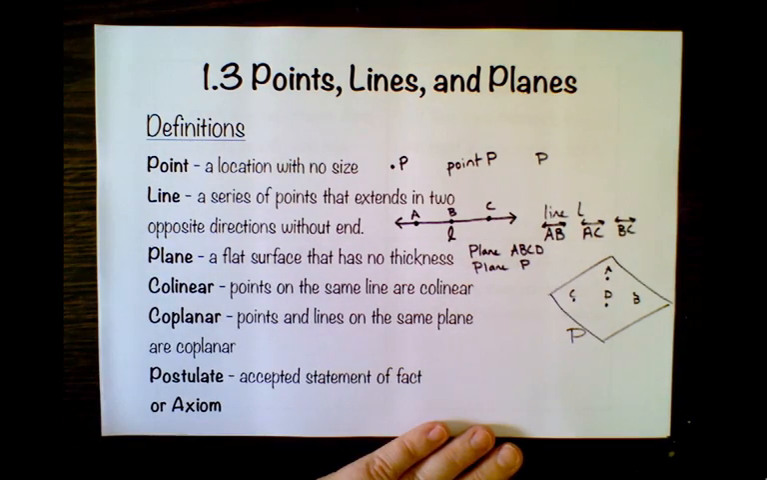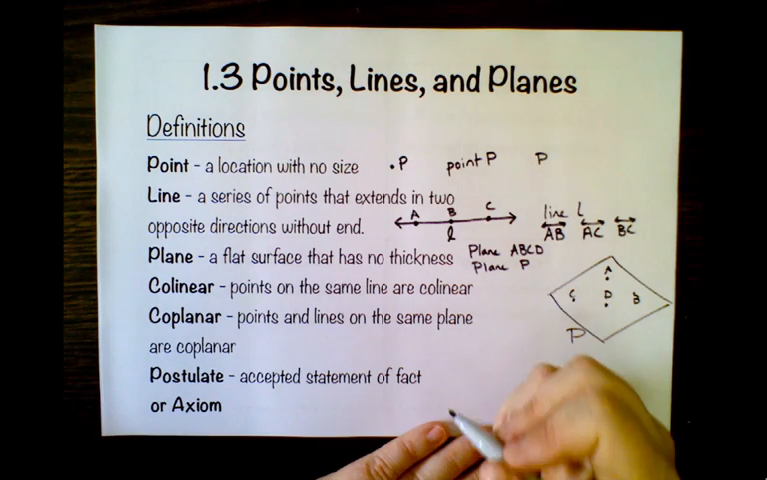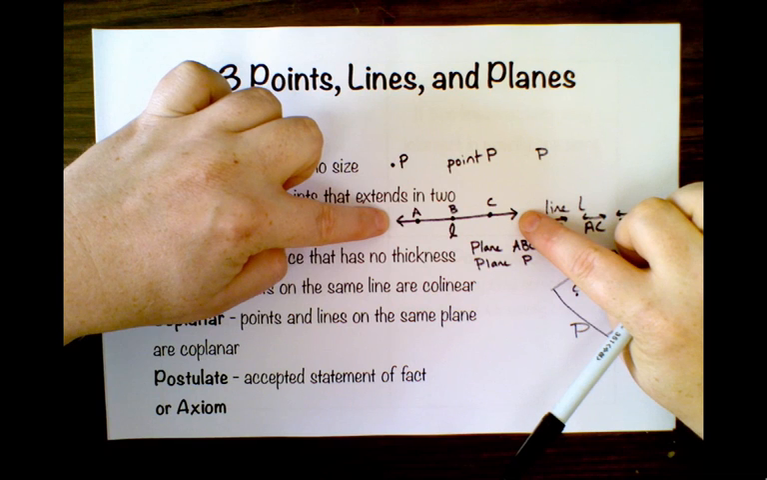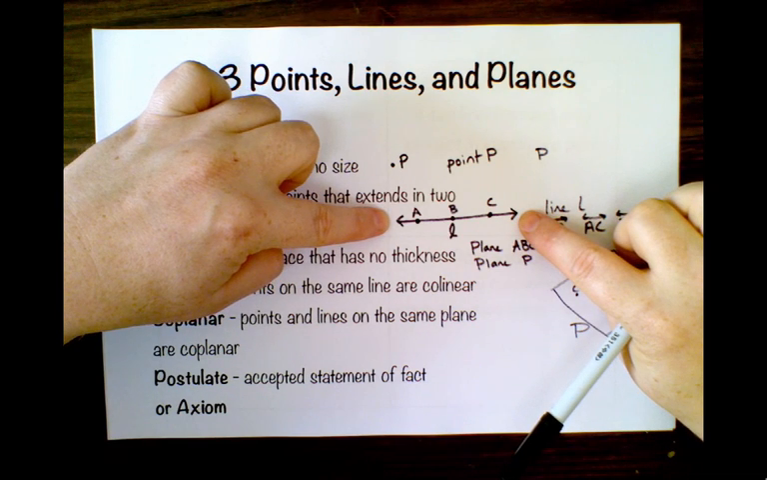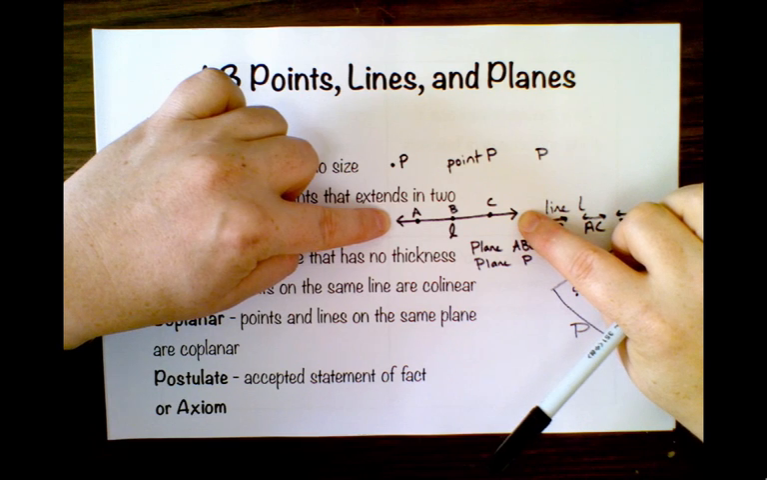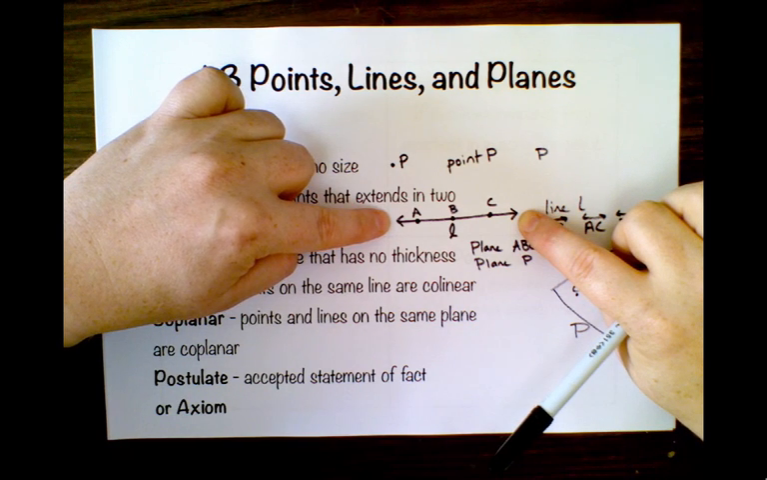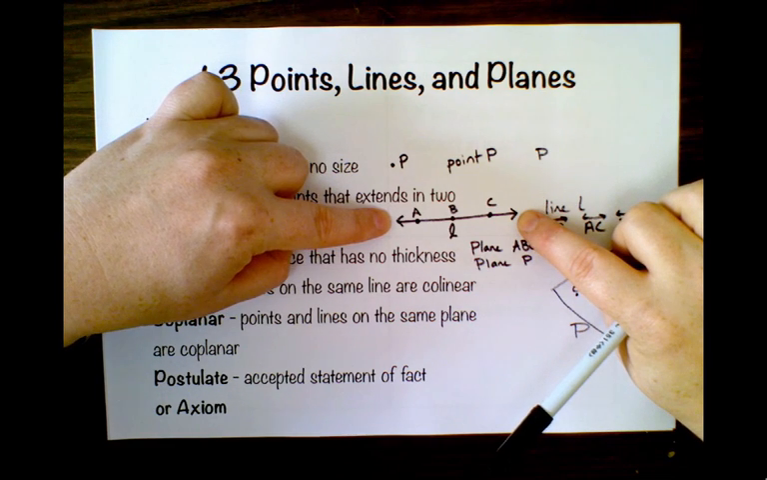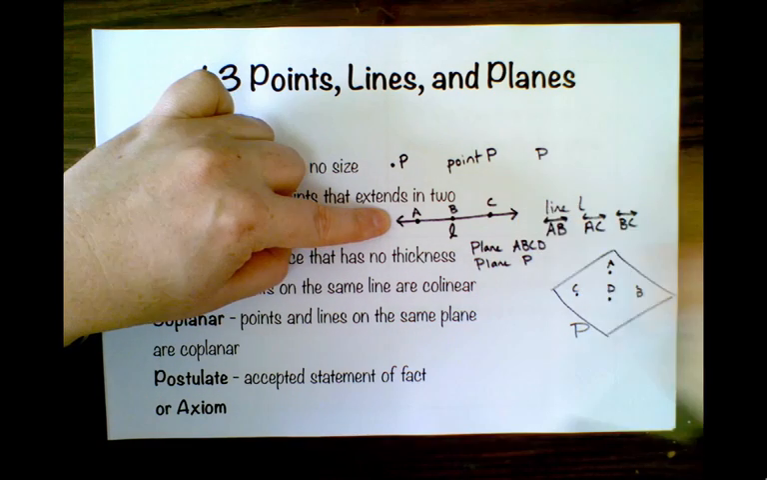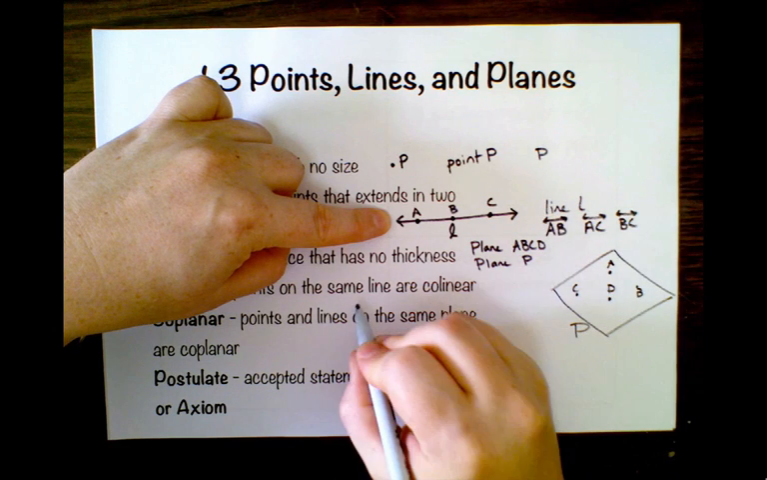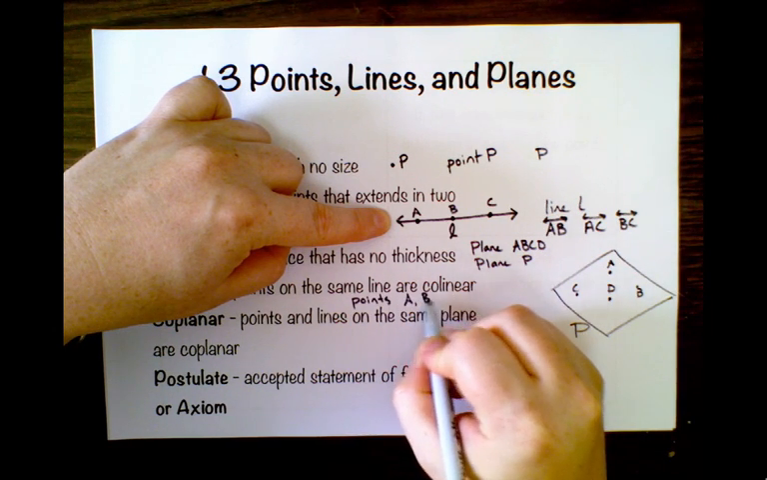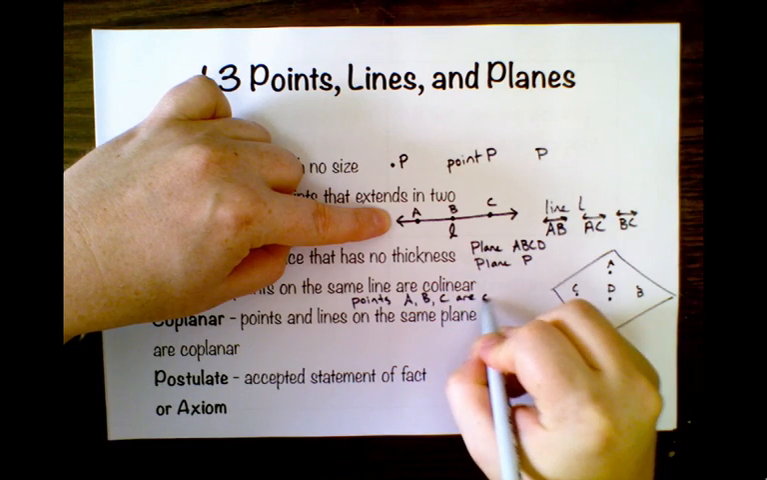Let's see, points on the same line are collinear. So if we look at this line up here, collinear, co means like sharing, so you have co-workers or colleagues, also has co in it. And linear means line, so this line here has a whole bunch of points, but we only labeled 3. So for example, on this line, points A, B, and C are collinear.